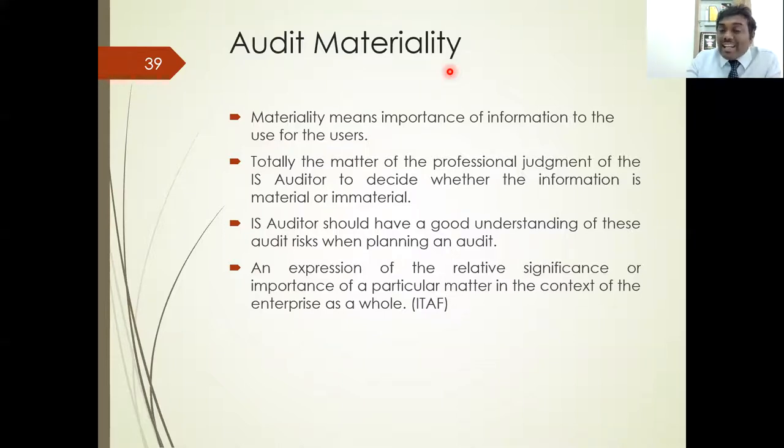In fact, if you look into the ITAF, by the way, ITAF version 3 was available. Now ITAF version 4 has been released, two weeks back or a month back. This is more from an academic knowledge perspective; one can visit the ISACA website and download it. Materiality is an expression of relative significance or the importance of a particular matter in the context of the whole enterprise. For example, if the company you're auditing has weak controls, not just one control but all the controls are weak, I have to evaluate from an overall perspective.